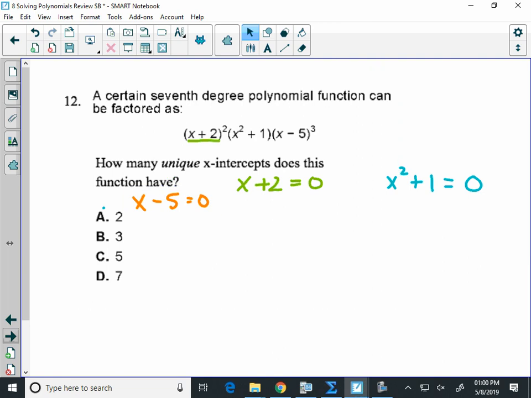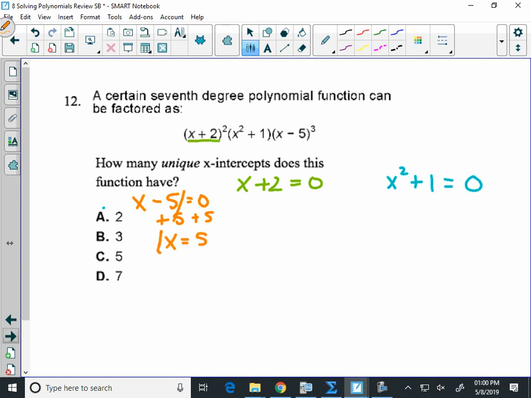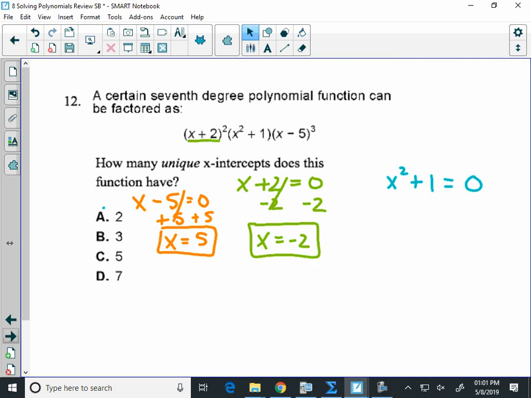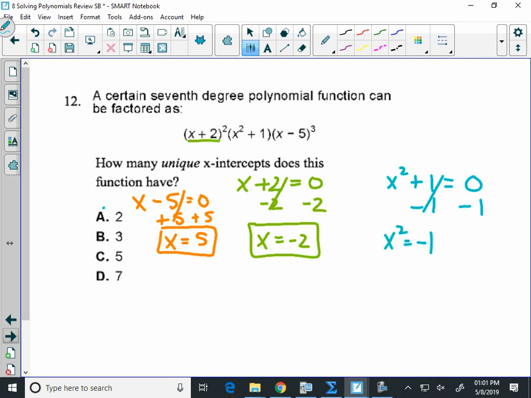So when I solve here, I move the 5 over, so x is equal to 5. I solve here, I subtract the 2 to get x by itself. I get x is equal to negative 2. And then I solve here to get x by itself. I'm going to subtract the 1. So x squared equals negative 1. And then I'm going to square root both sides. So I have to get rid of that square. The opposite of squaring is square rooting. So I get x is equal to, I took the square root, so I have to put my plus or minus sign. And the square root of negative 1 is i.